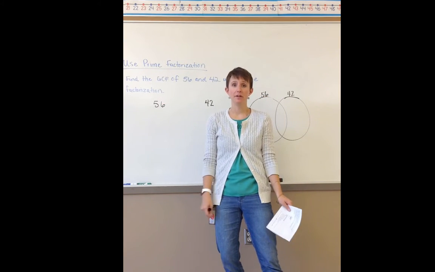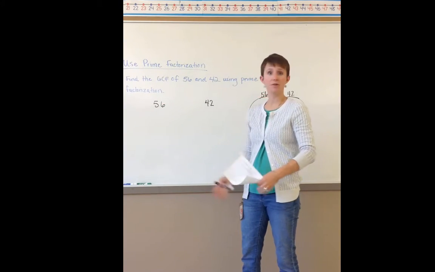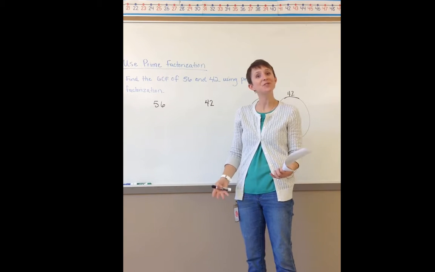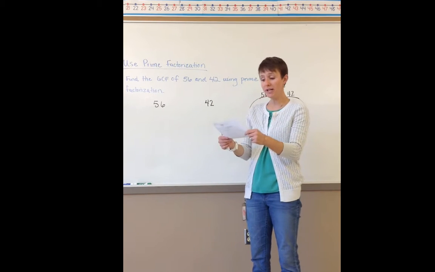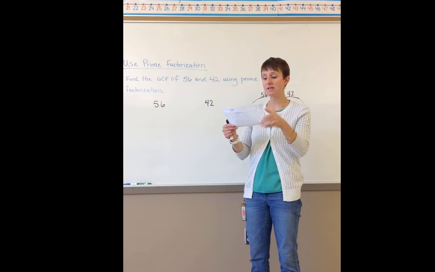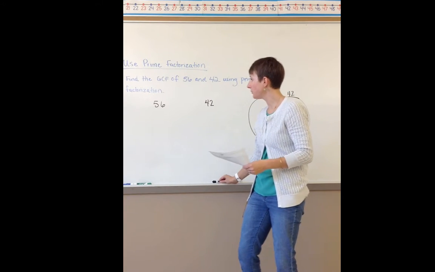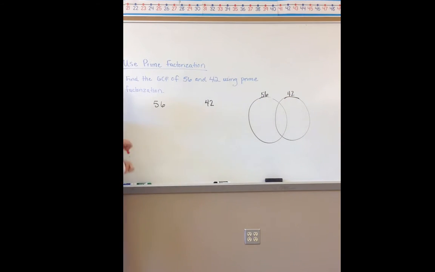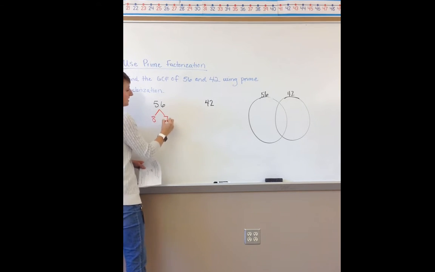I just modeled finding the GCF for these two numbers by listing the factors. Now I want to show you a new way. So looking at your notes, following the steps, the first step says factor each number. So let's start with that. Let's factor 56 using our tree. What two factors would multiply together to give me 56? I'm thinking 8 and 7.